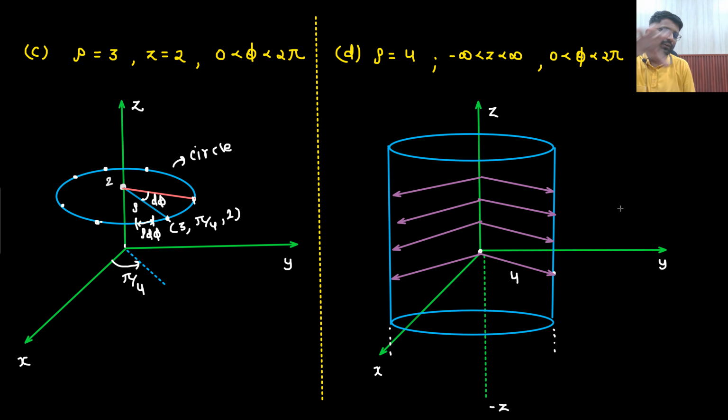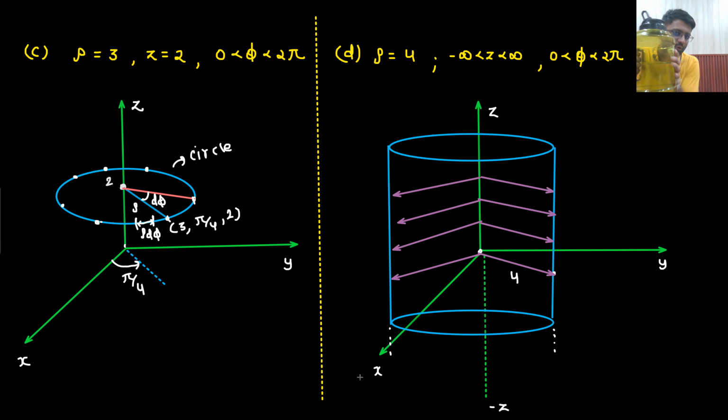Okay, to the end of the surface. Isn't it the surface? I am talking about only the surface. Rho equals 4. If you just consider this as a cylinder, in between there is the z axis, right? So rho equals 4 is fixed.